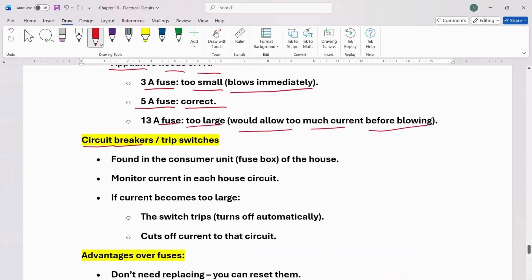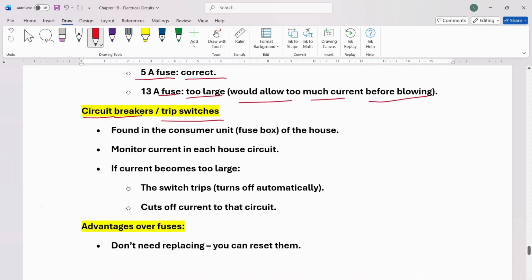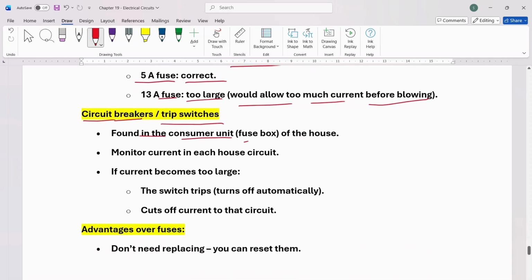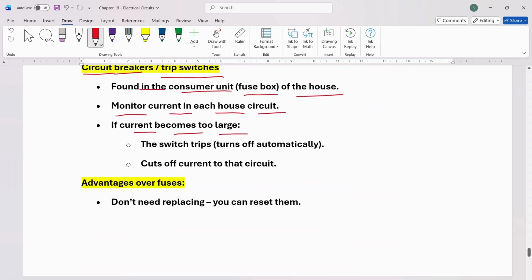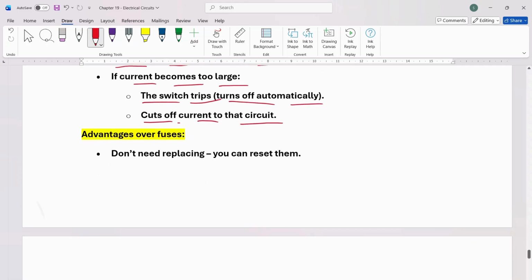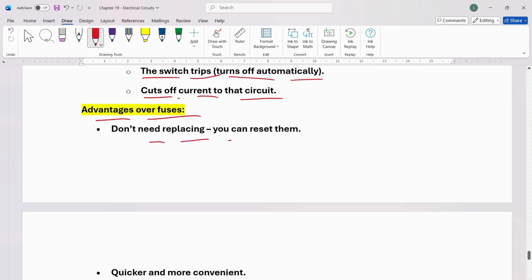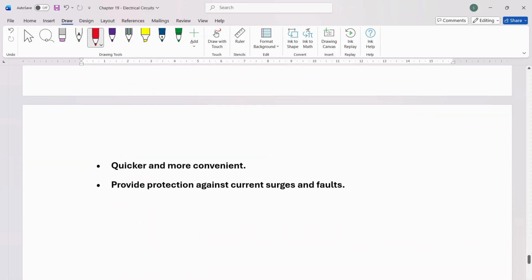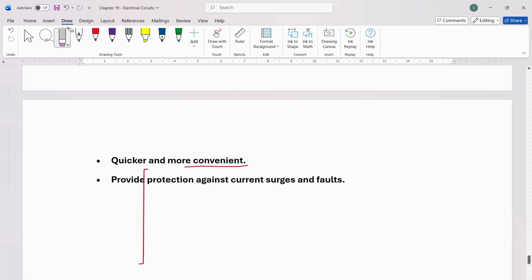Now let's discuss circuit breakers, trip switches. They are found in the consumer unit, the fuse box of the house. They monitor current in each house circuit. If current becomes too large, the switch trips, turns off automatically, and cuts off current to that circuit. Advantages over fuses: they don't need replacing, you can reset them. Quicker and more convenient. They provide protection against current surges and faults.